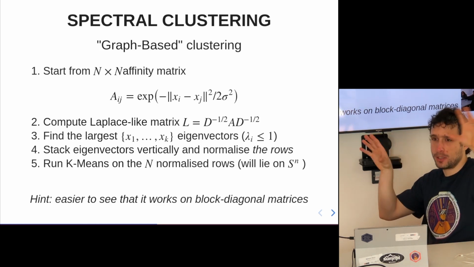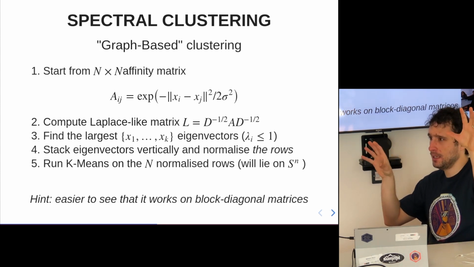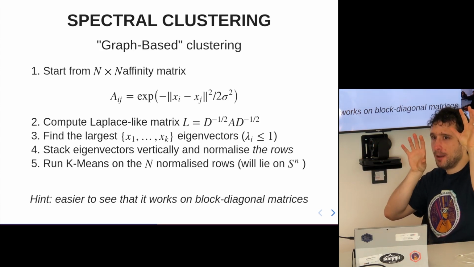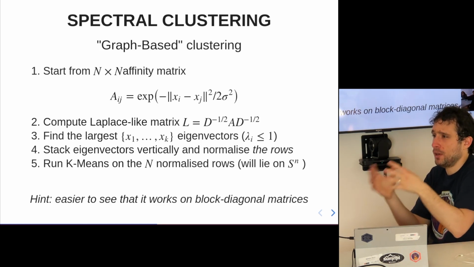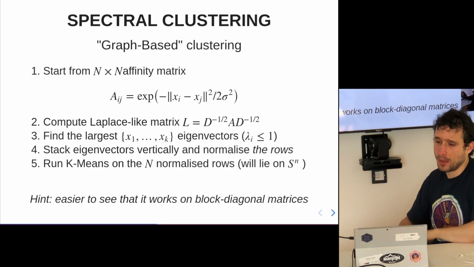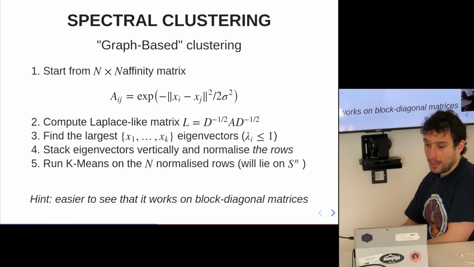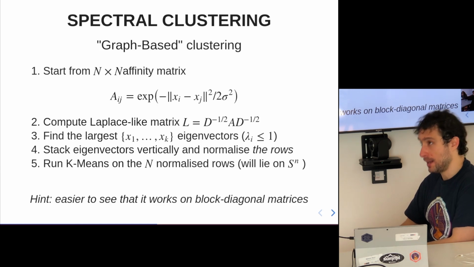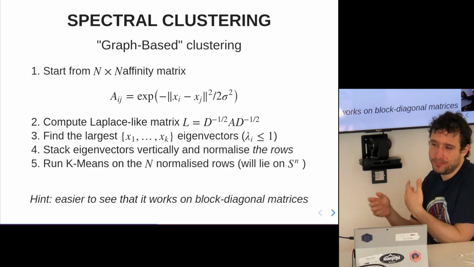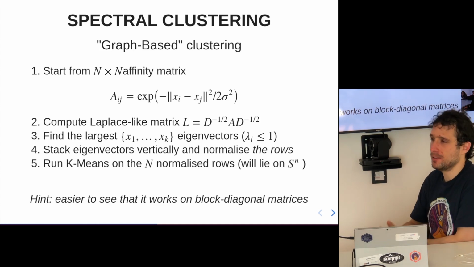If you have an adjacency matrix which represents a graph, and this is block diagonal, it means that for each block you have a different cluster. And for each of these, you will have an eigenvector which is related to an eigenvalue equal to 1. So basically this is the motivation behind this algorithm.